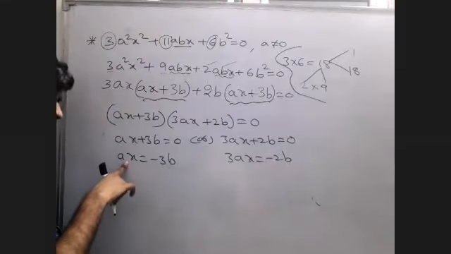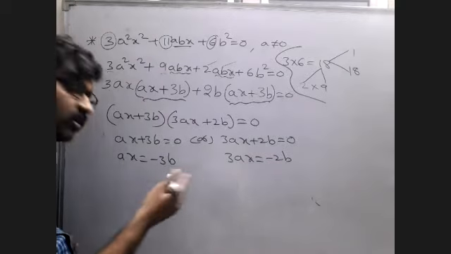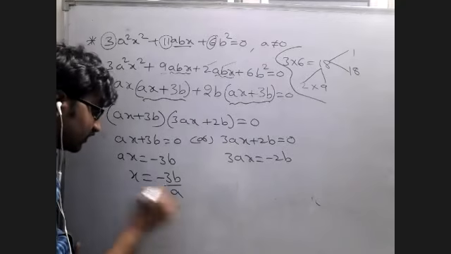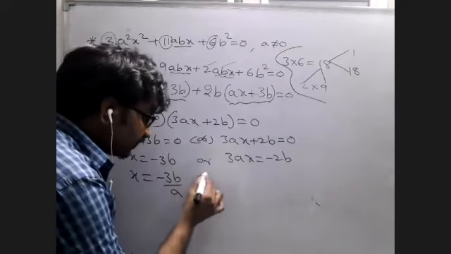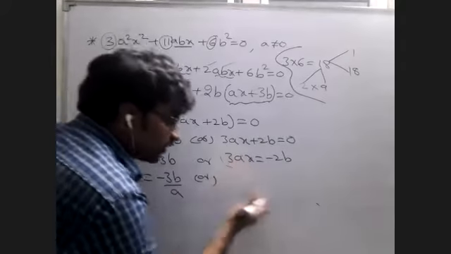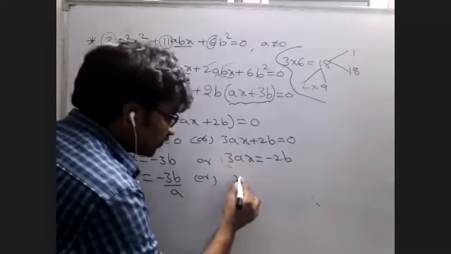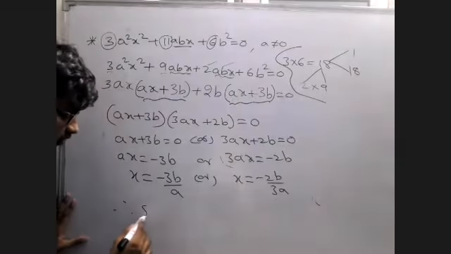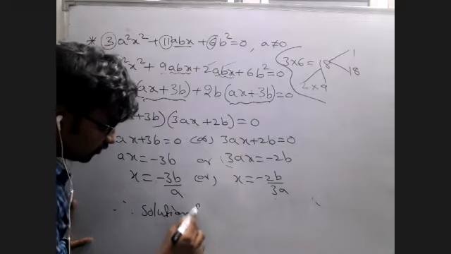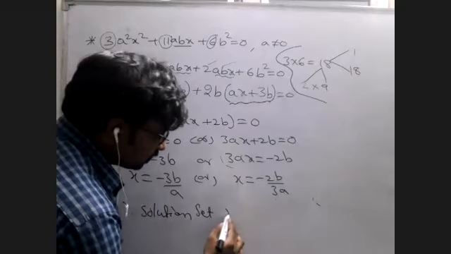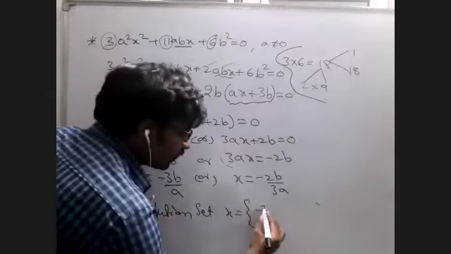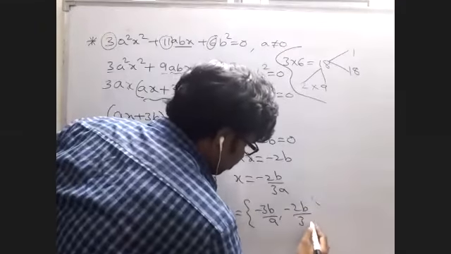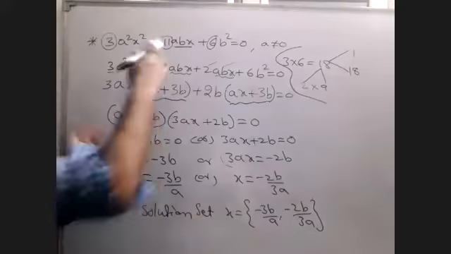Now more, what is the multiple with x we have to take right side, that will be divisible. So we can write x is equal to minus 3b by a. Why? Because here a is the multiple. And here this total 3a is multiple, taking that side it will be divisible. Then you will get x is equal to minus 2b by 3a. Therefore, solution set x is equal to, you have two solutions. One is minus 3b by a, and one more is minus 2b by 3a. So this is the solution set for this question.